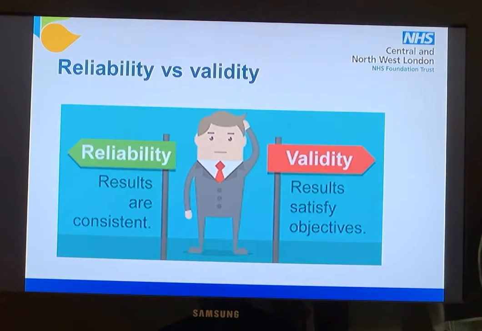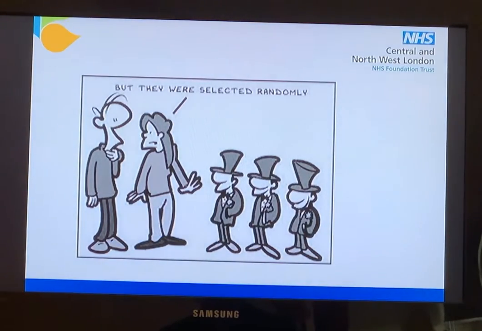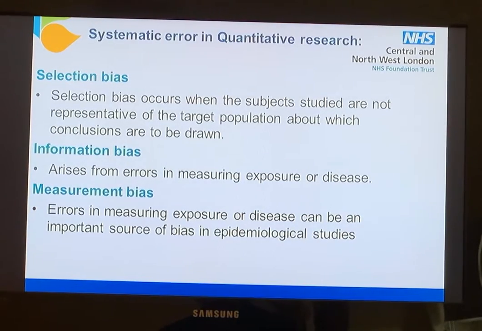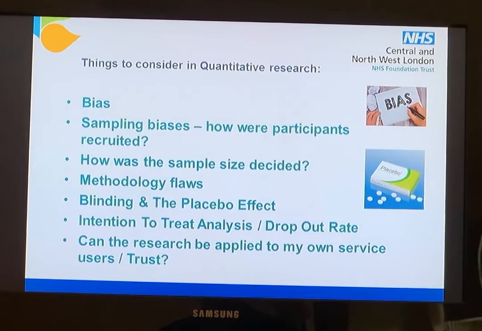A tiny bit about reliability versus validity. Reliability of a study indicates whether the results are consistent. Validity indicates whether the study satisfies objectives. Quantitative research as an overview and a generalization may have lots of selection or information biases creeping in at different points. Selection bias occurs in how subjects were chosen for a study. Information bias may be in how measurement of the disease or exposure to the disease was recorded. Similarly, measurement bias may also creep into a quantitative study.